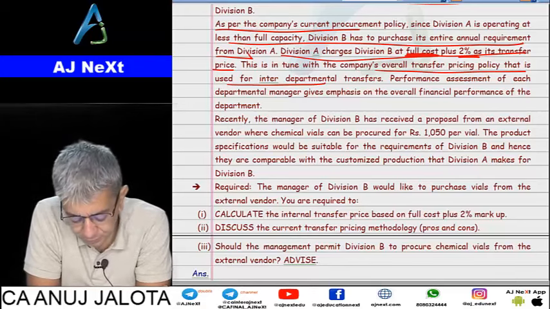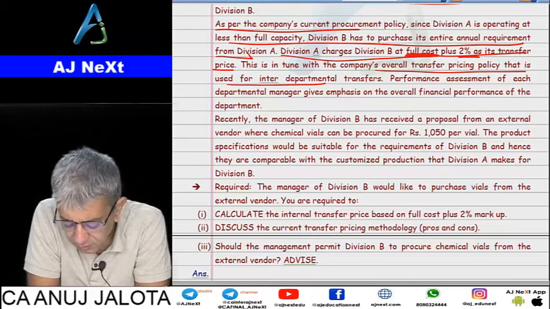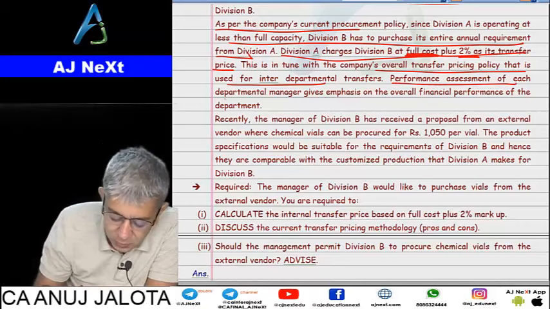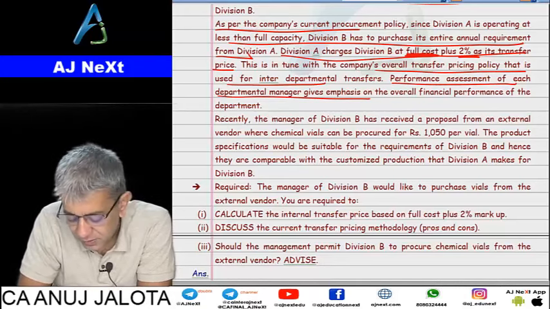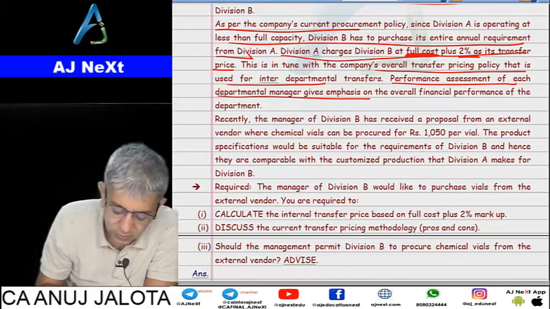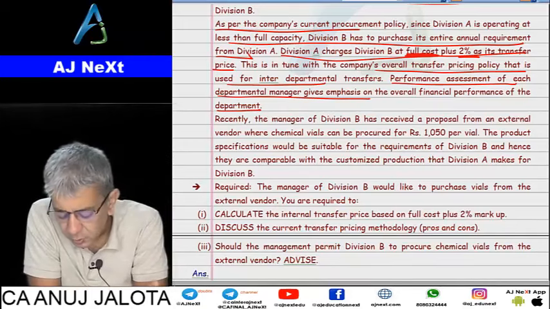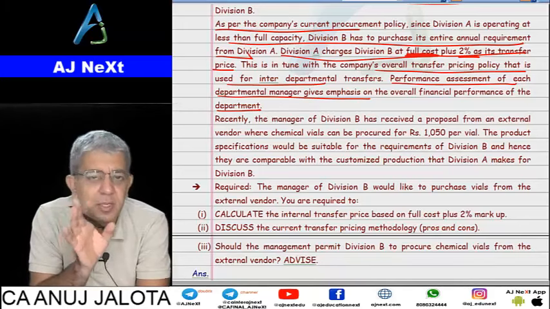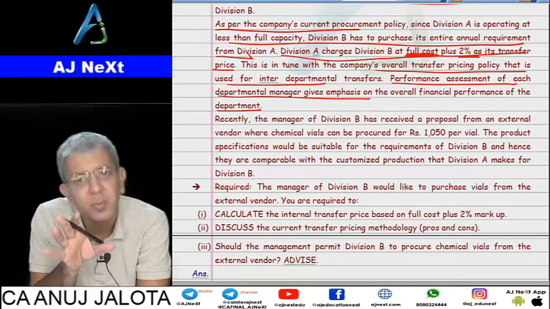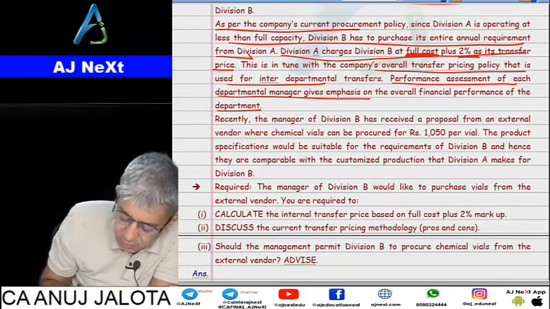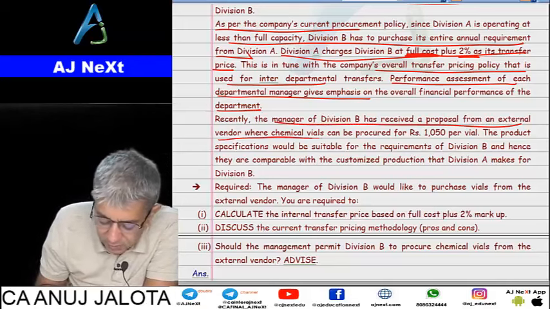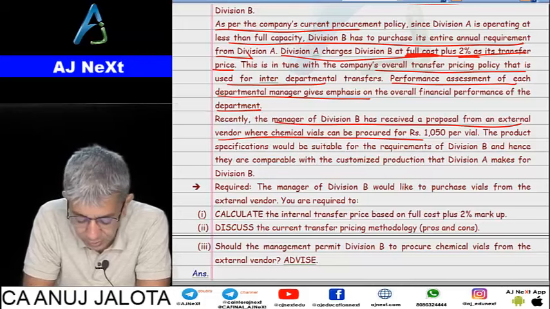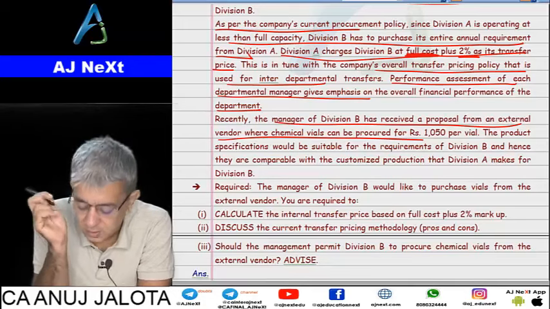Okay. Recently, the manager of Division B, I'll read this line once more. Performance assessment of each departmental manager gives emphasis on overall financial performance of the division. So they do the performance evaluation of each and every manager, which tells the company how the department is performing financially. Recently, the manager of Division B receives a proposal from an external vendor whereby the chemical vials can be procured for 1050 per vial. So he has got an offer from the external supplier.